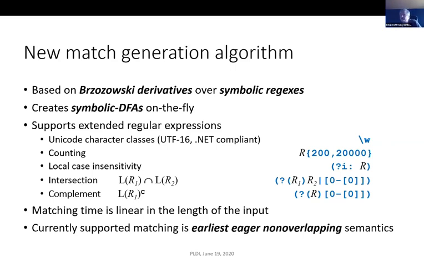Regarding the matching semantics itself, what we do when generating matches is eager, non-overlapping, earliest matching. So you discover a match, but you try to eagerly find the first one that occurred, not the leftmost one, but the first one.